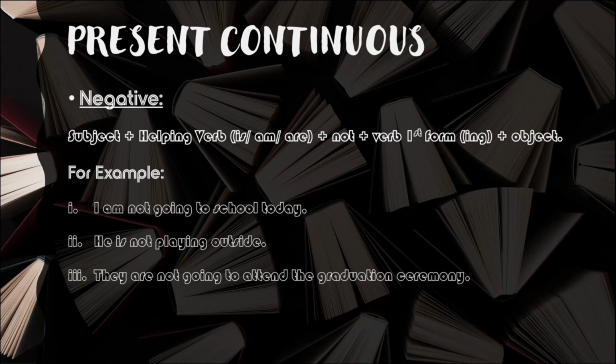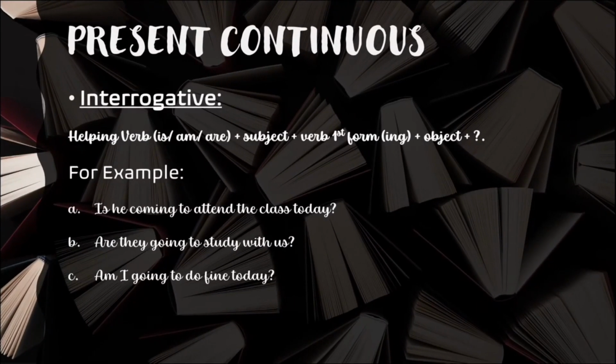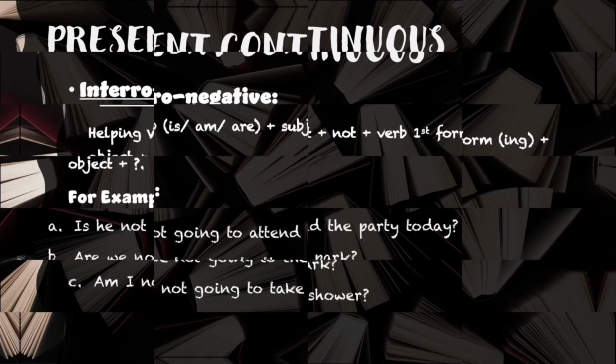He is not playing outside. They are not going to attend the graduation ceremony. In interrogative, we start the sentence with the helping verb and then the subject, verb first form with ing, then object, and in the end a question mark. For example, is he coming to attend the class today? Are they going to study with us? Am I going to do fine today?